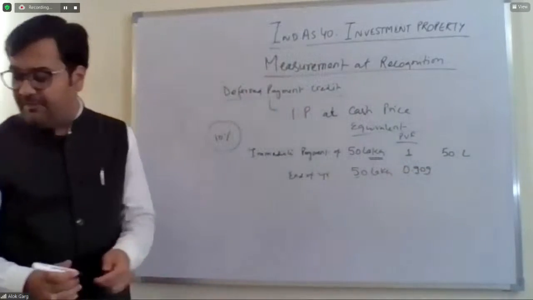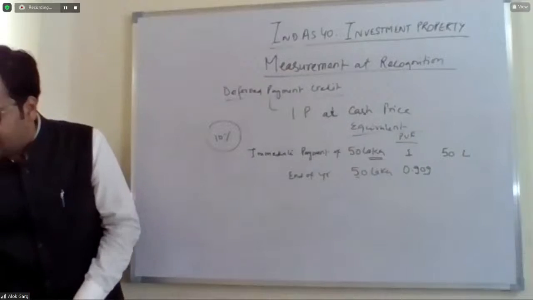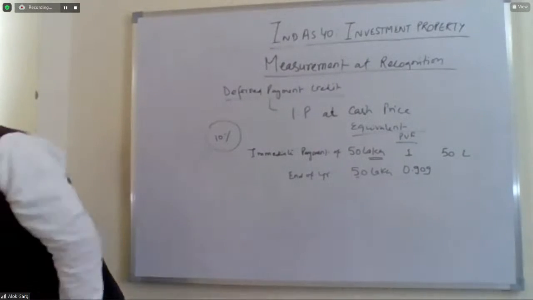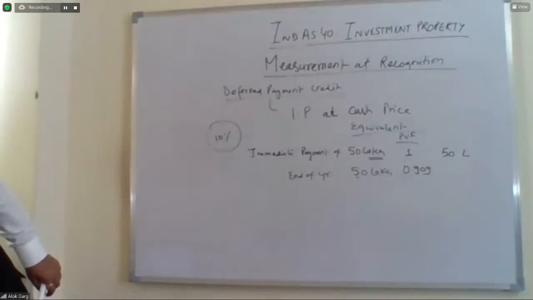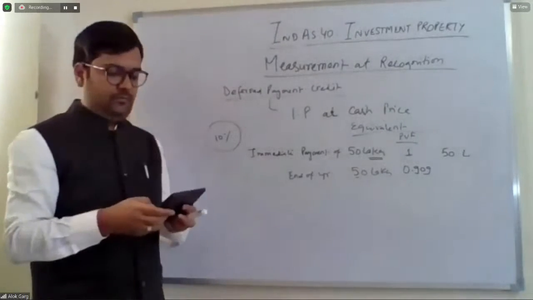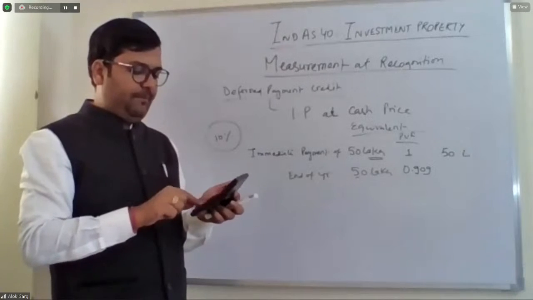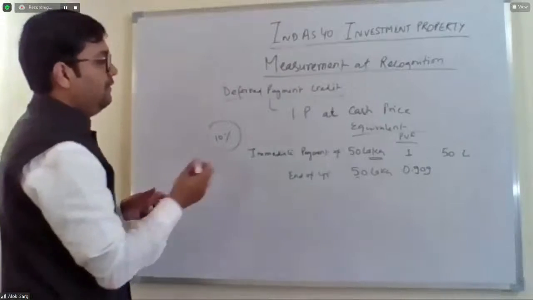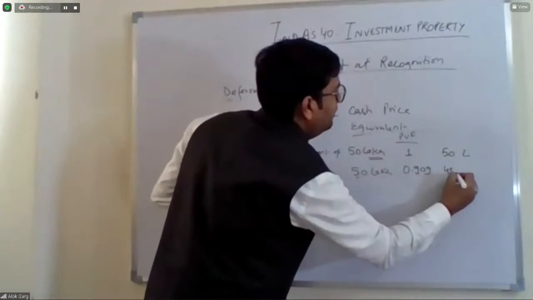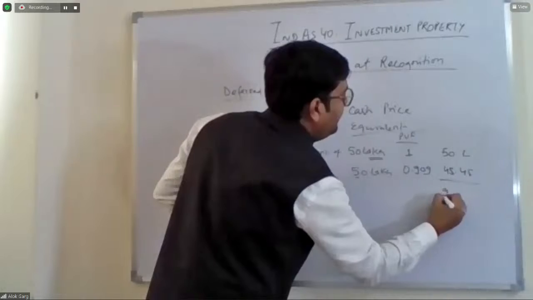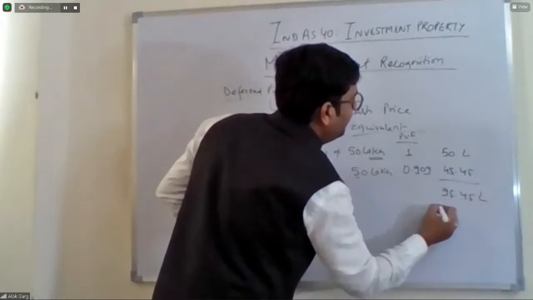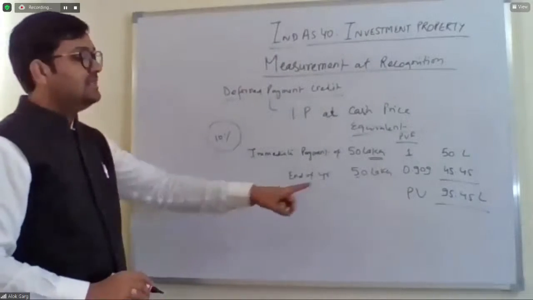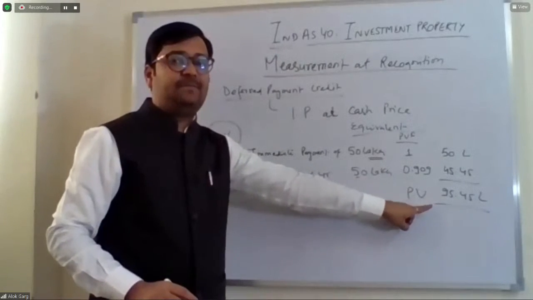So what is 50 multiplied by 0.909? 50 multiplied by 0.909 is equal to 45.45. So it is 95.45 lakhs. Okay, so this is the present value, 95.45 lakhs. This is the cash price equivalent.